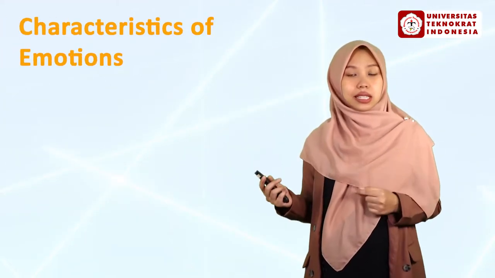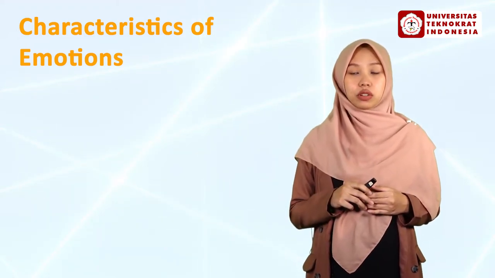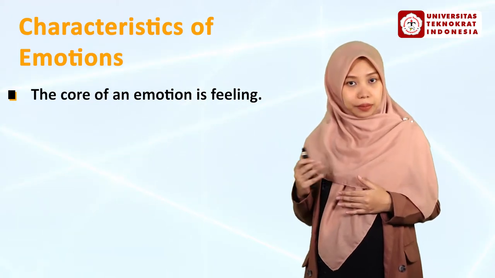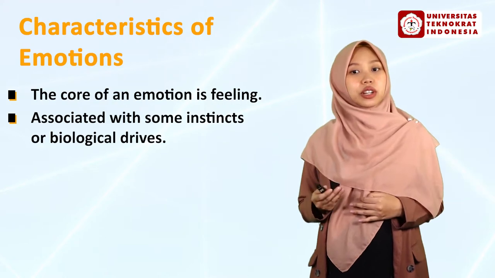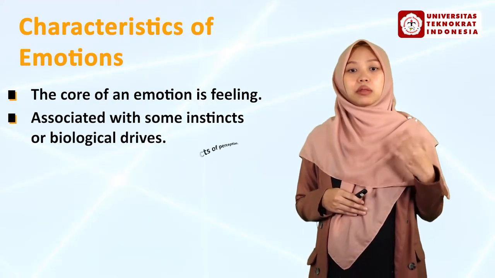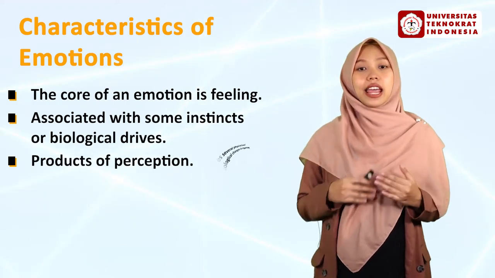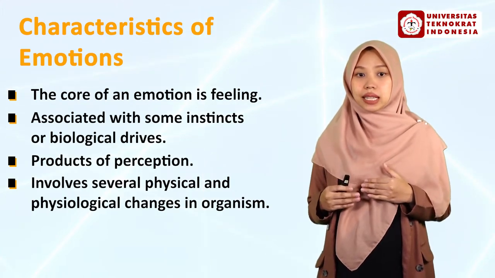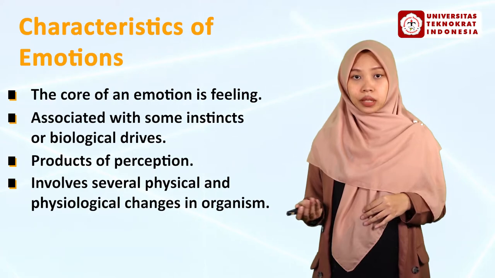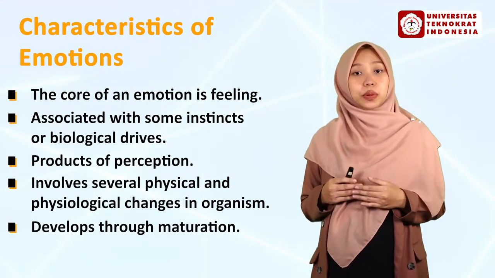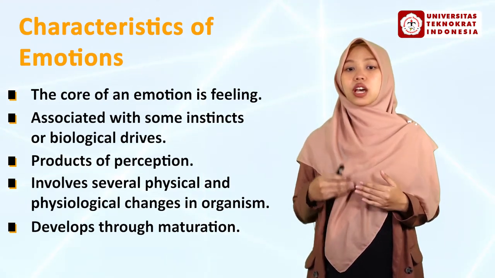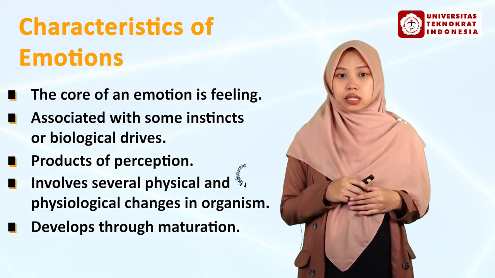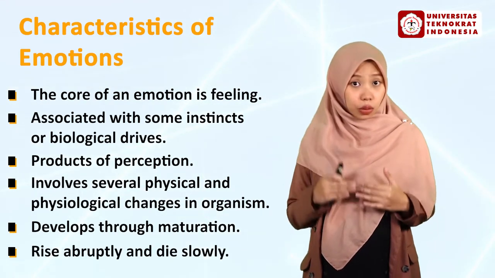The next is about the characteristics of emotions. There are several characteristics. The core of an emotion is feeling, and emotional experiences are associated with some instincts or biological drives. Emotions are the products of perceptions, and every emotional experience involves several physical and physiological changes in the organism. The basic ways of expressing emotions are inborn and develop through maturation. Emotions rise abruptly and die slowly. The same emotions can be aroused by a number of different stimuli, and emotions have the quality of displacement. So that's all about emotions.